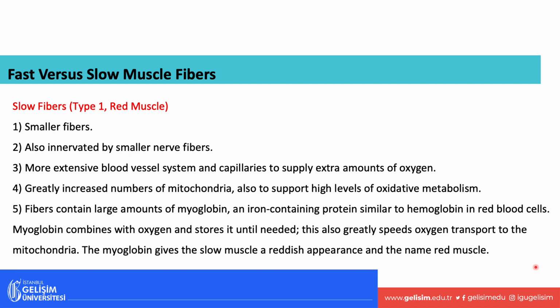If you think back, we discussed in previous lectures, myoglobin is an iron-containing protein that's found only in skeletal muscles, and it stores oxygen until it's needed. The presence of myoglobin also speeds up the oxygen transport to the mitochondria. These characteristics give these slow muscles a reddish appearance, hence the name red muscle.